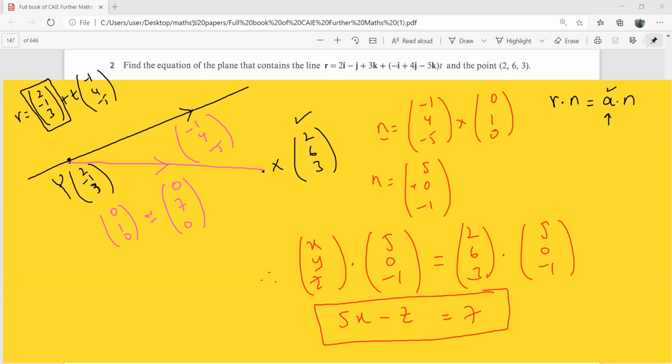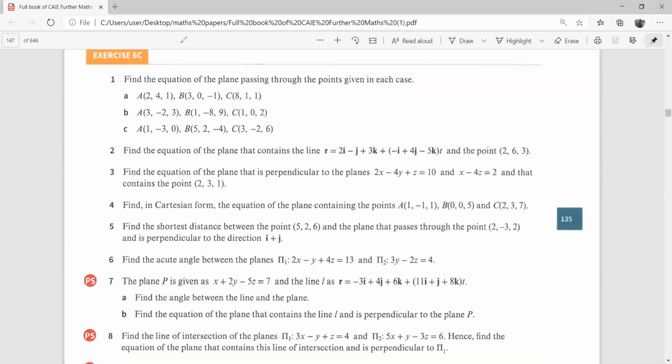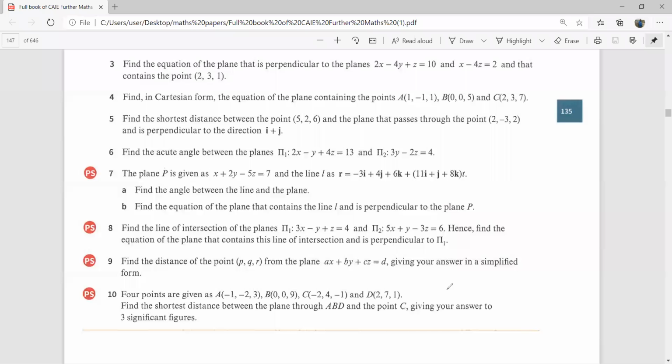Let me see if we have any other situation where we have to write the equation of the plane. Okay, then there are some problems related to the equation of planes. We'll do that later. Let me find a question. Next, we can try this third question.